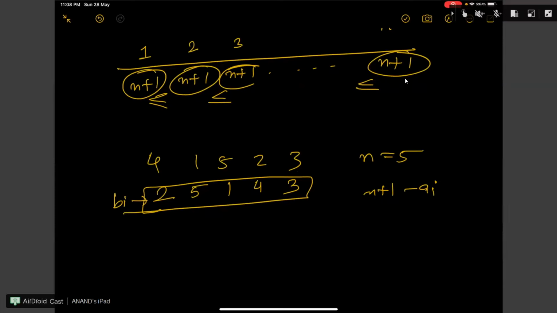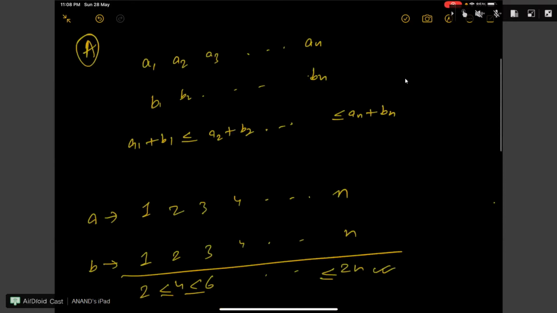Okay, so this was a very simple problem. All you have to do is form your array B such that the ith element of B array is n plus 1 minus ai. In that case, the value ai plus bi becomes constant, equal to n plus 1. So definitely in that case, the constraint that a1 plus b1 is less than or equal to the next one holds because everything is equal. Okay.